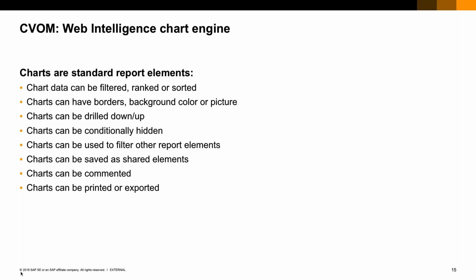The charts are really standard report elements in Webi. They can be used like any table in a report. You can filter the content of the chart. You can rank it or sort it. You can define borders and background for a chart. You can drill into a chart. You can hide a chart under conditions that you define yourself. You can use a chart to filter the content of another report element, such as a table or another chart somewhere in your document. And you can save a chart as a shared element and then reuse it in another document. Shared elements is a feature available since 4.2.